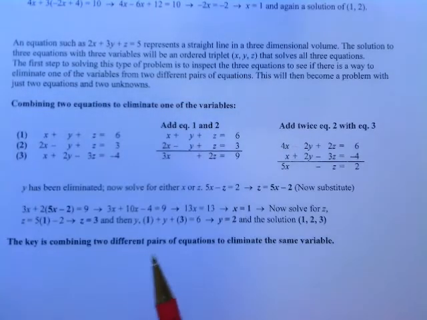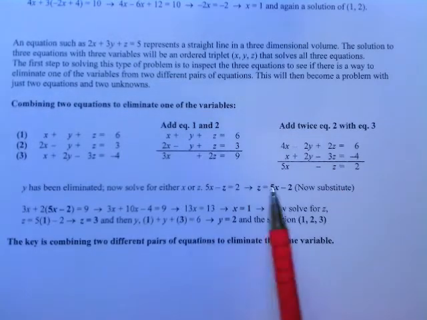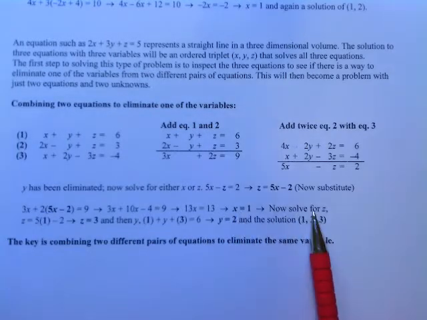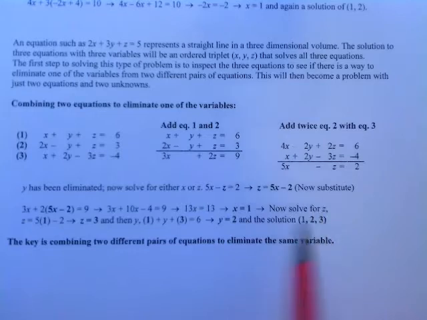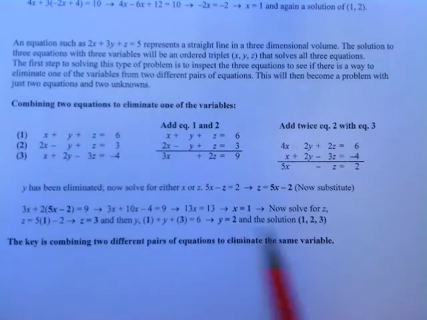Then we can go back to a substitution method, because this has a single z by it. z equals 5x minus 2. Substitute that into the other one. Hey, now we've got an x. Then we can come back and solve for z, and then we can go into any of the three original equations to find out what our y is. I usually pick the one in which the coefficients are the smallest, and then we have our solution. Again, the key is combining two different pairs to eliminate the same variable.